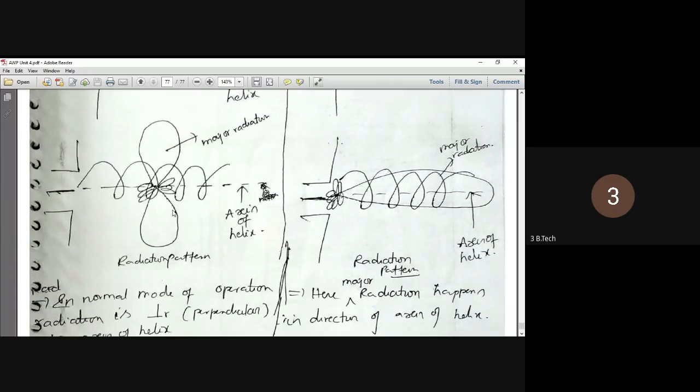But while we are coming to this diagram, is it an example of broad side array or end fire array? How is this diagram? Is this radiation pattern in broad side array or end fire array?